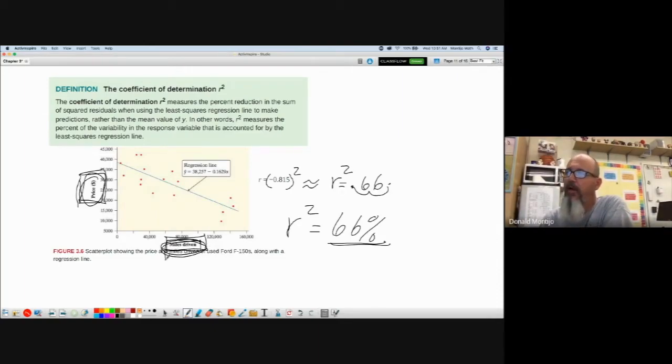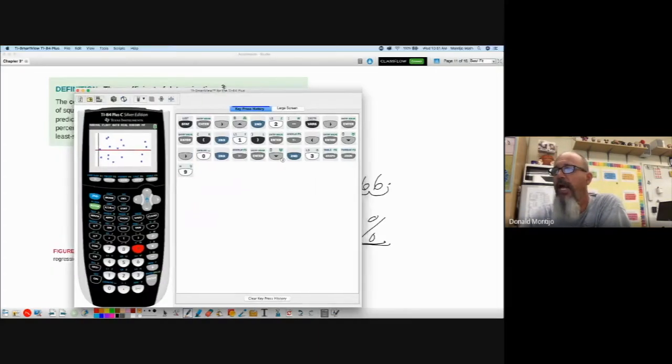How do we calculate R squared? Simple. It's R squared, R times R. R squared will always be a positive value because a negative times a negative gives us a positive, and a positive times a positive would also give us a positive. R squared will be given to us after we turn our diagnostics on in our calculator. We will get R squared to come up.